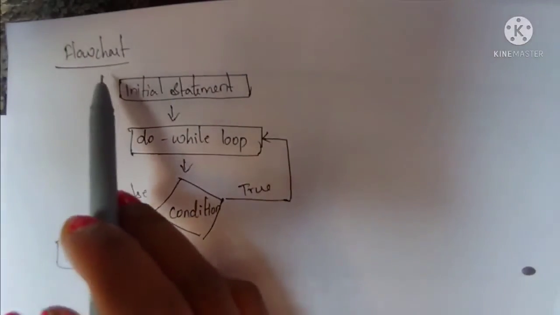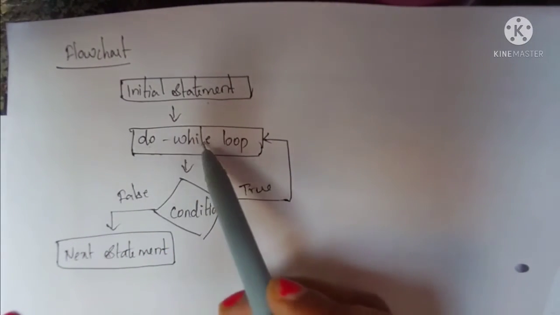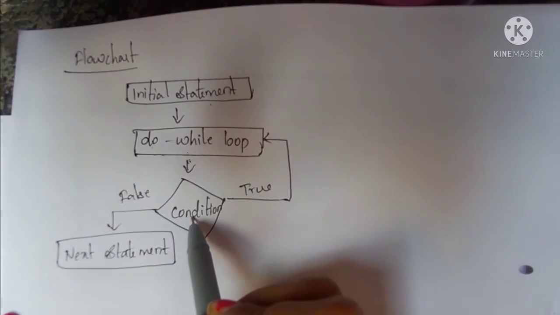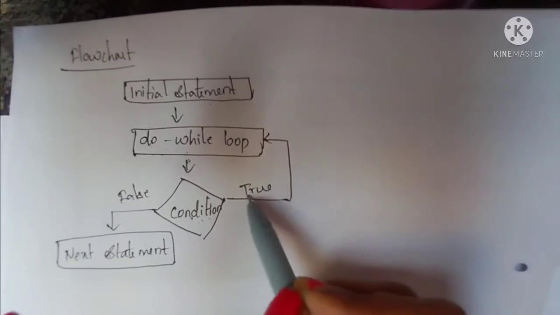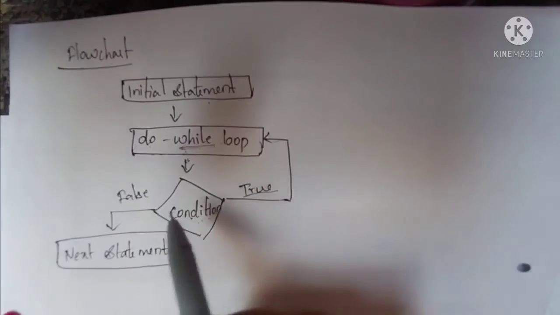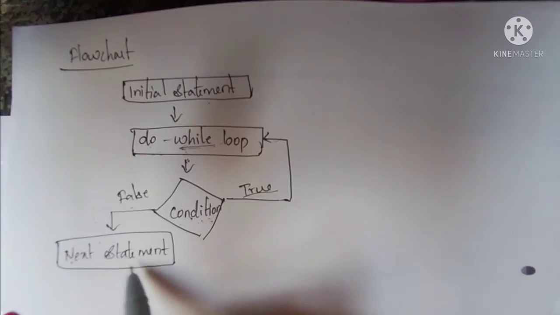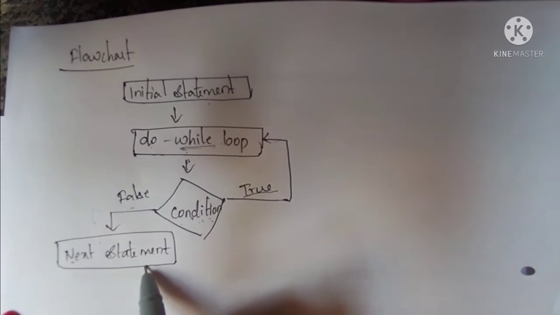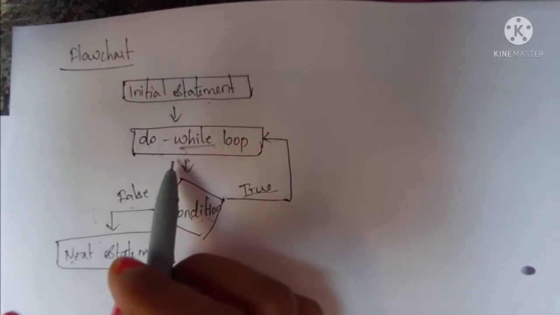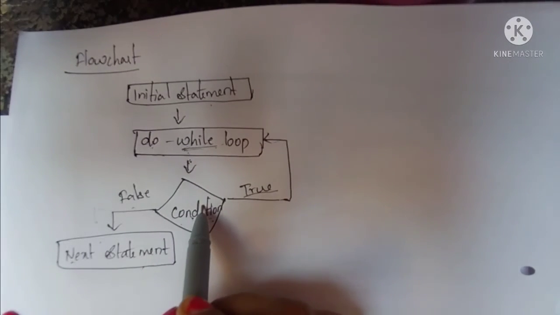This is a flow chart for the do while statement. First take the initial statement, next the do while loop, then this is the body. Next it will check the condition. If this condition is true, then it will execute the loop again. If this condition is false, then it will execute the next statement after the loop. Okay, mainly you have to remember in the do while that first it will execute the body of the statement, then it will check the loop condition.